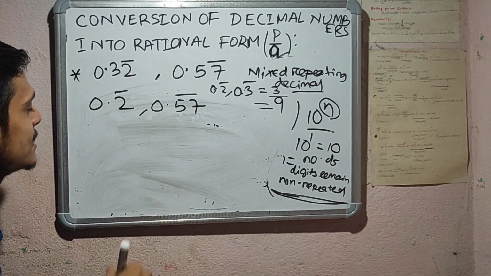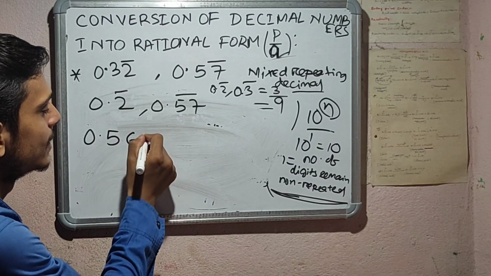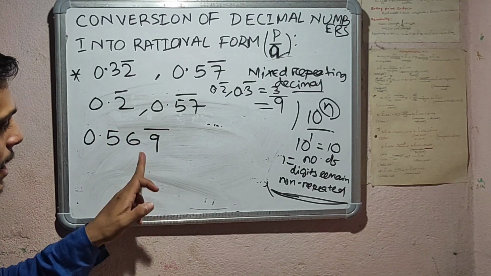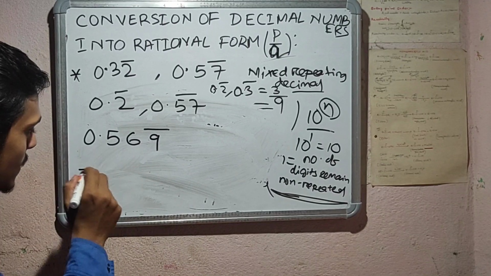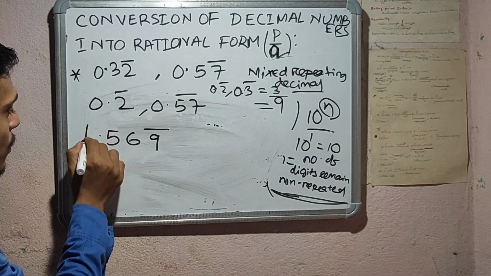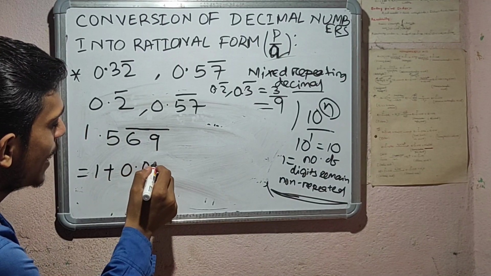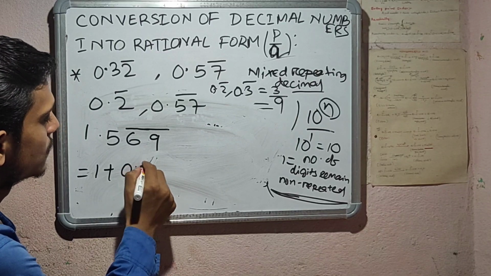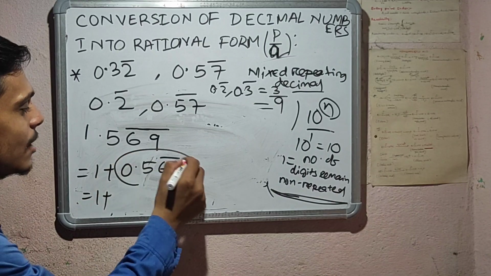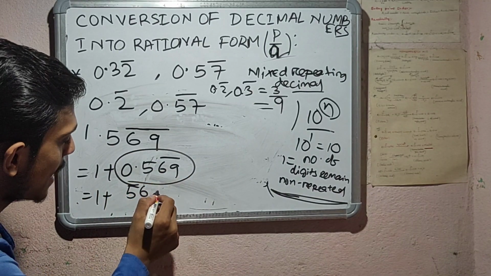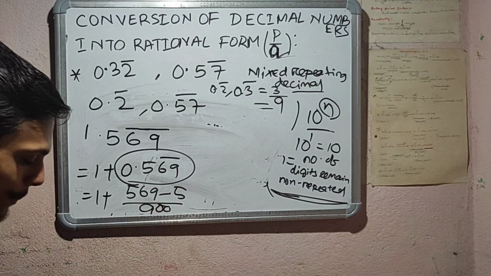Suppose there is given 1 point 0.569 with the bar on the 9. How can you solve it? So 1 plus 0.569, yes or no? Then 1 plus this can be written as 569 minus 5 by 9. Okay, clear?